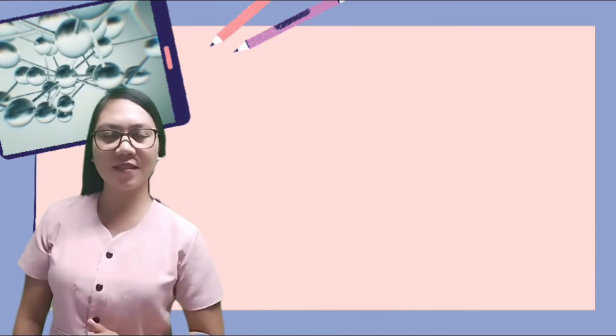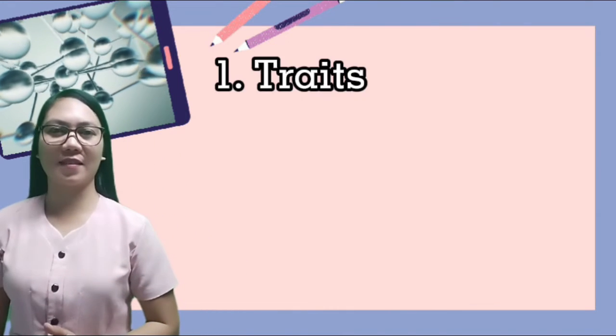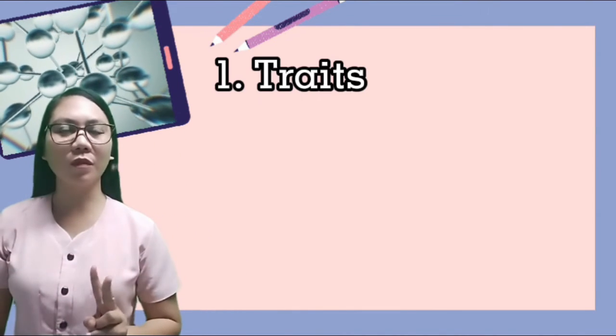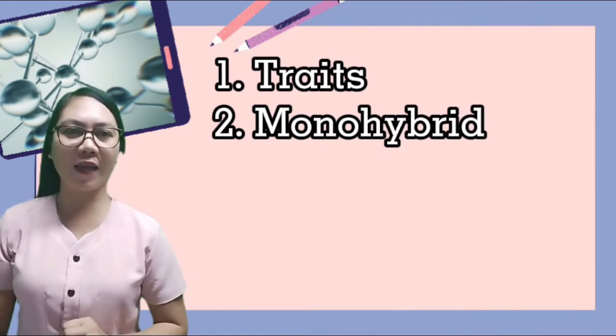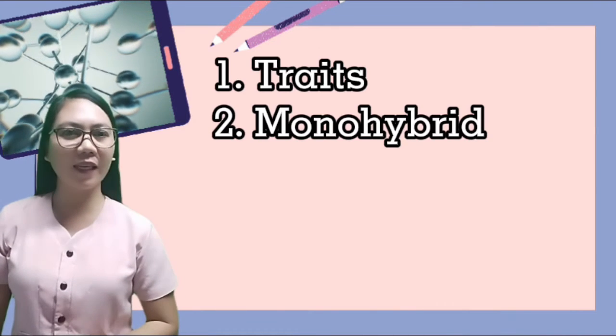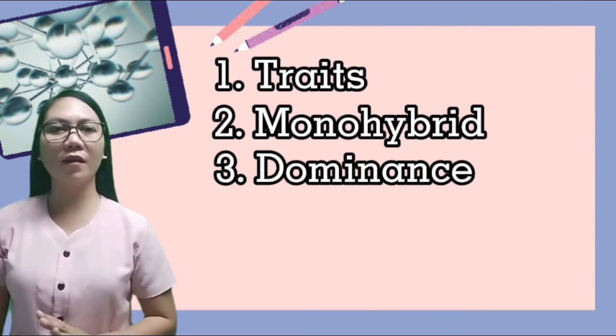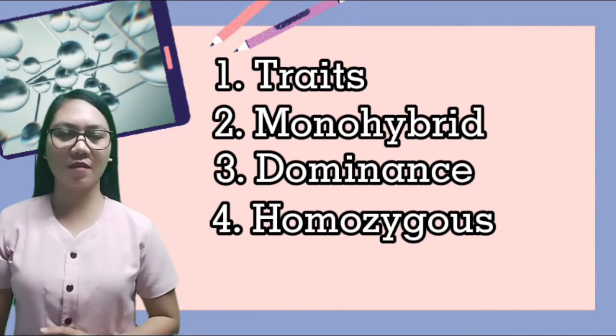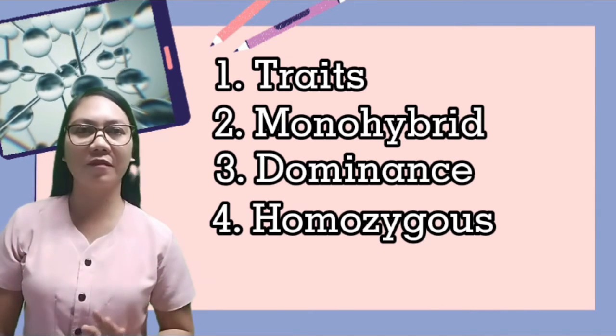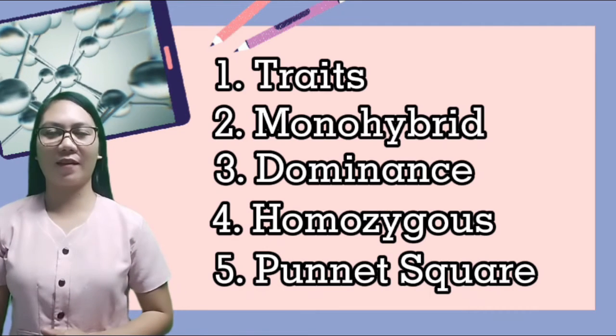For number 1, the correct answer is traits. For number 2, monohybrid. Number 3, dominance. Number 4, homozygous. And for number 5, Punnett square. A job well done, grade 7 learners.